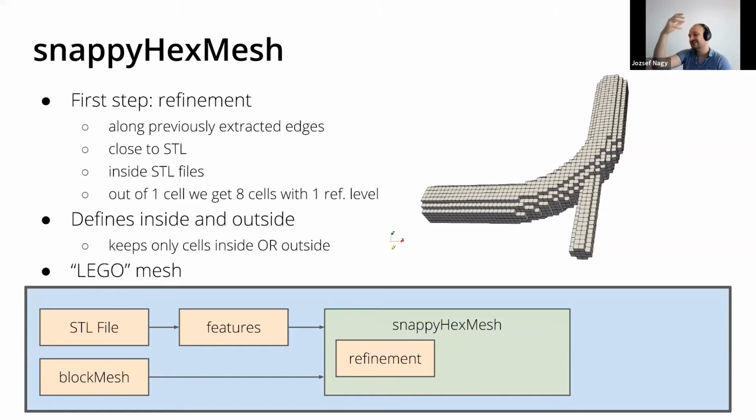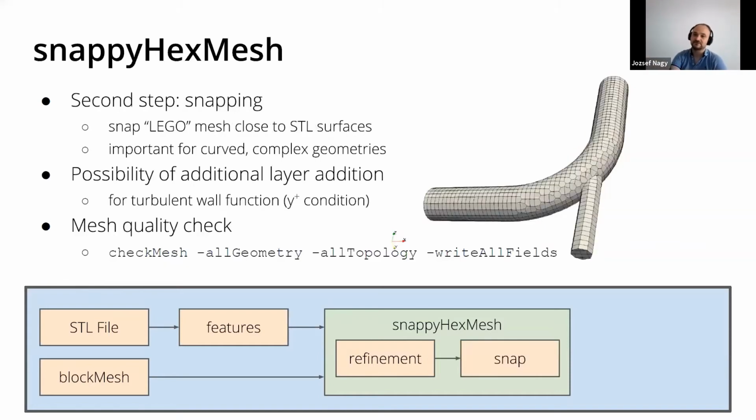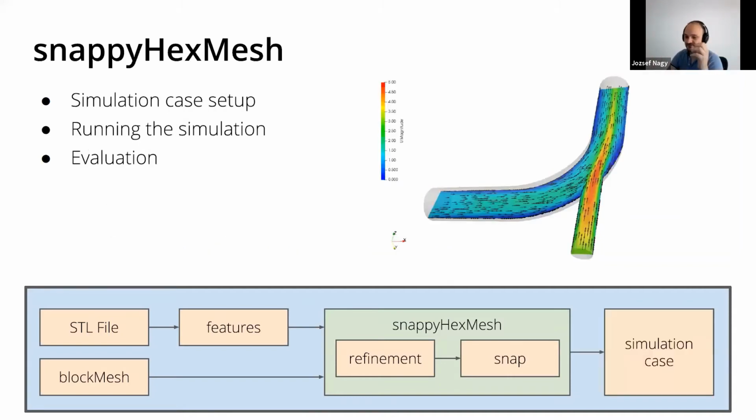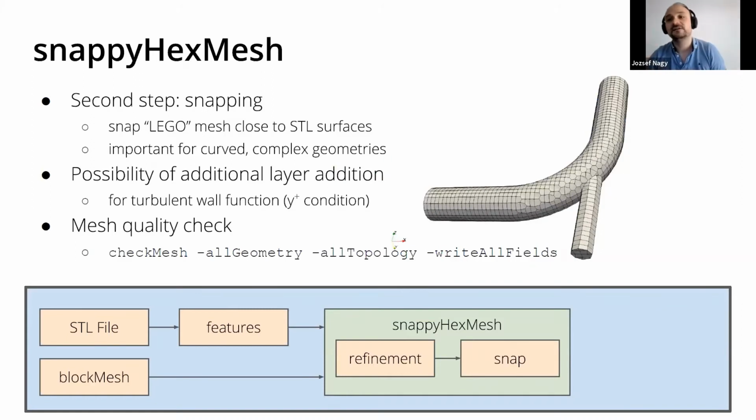And then snappyHexMesh in a second stage snaps, so it moves the nodes close to the STL surface. This is the difference between the first stage and the second stage of snappyHexMesh. With this, in snappyHexMesh, you can automatically create curved surfaces, and this is very important for real-life geometry. Then we can run the simulations. So this is the basic idea, that we need 3 inputs: the STL files, the edges, and the initial block, and then we can run snappyHexMesh.